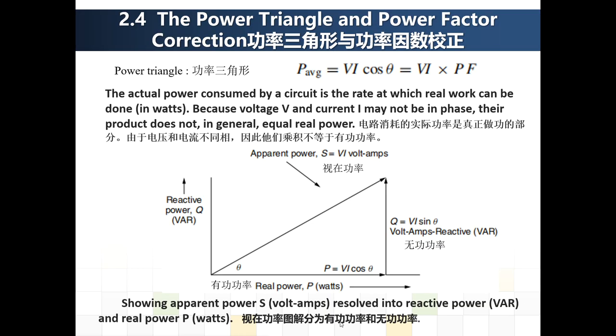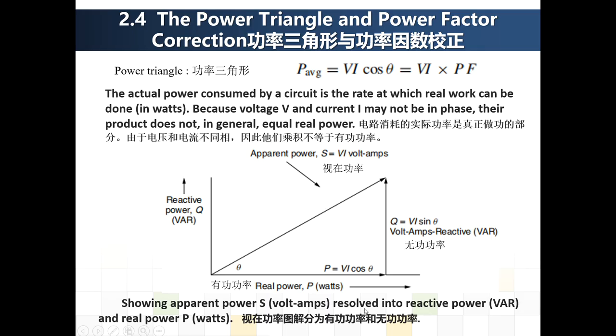Now section 2.4, the power triangle and the power factor correction. Now let's look at this graph. We want to find out the power triangle. Since the P average is equal to V multiply I multiply cosine theta, which is VI multiply power factor. This line is called the apparent power, S equal to VI. The real power is P equal to VI cosine theta. The reactive power Q is VI sine theta. So that is called the power triangle.